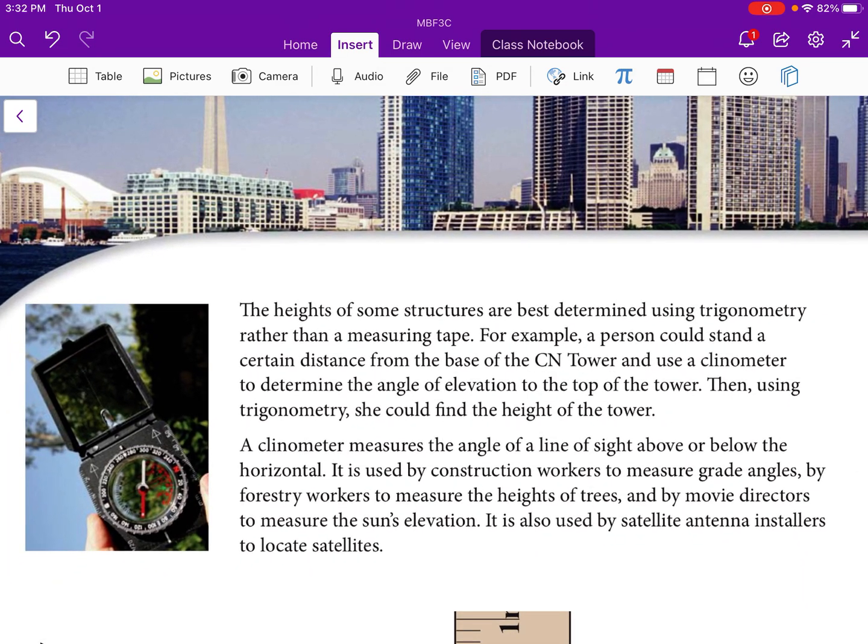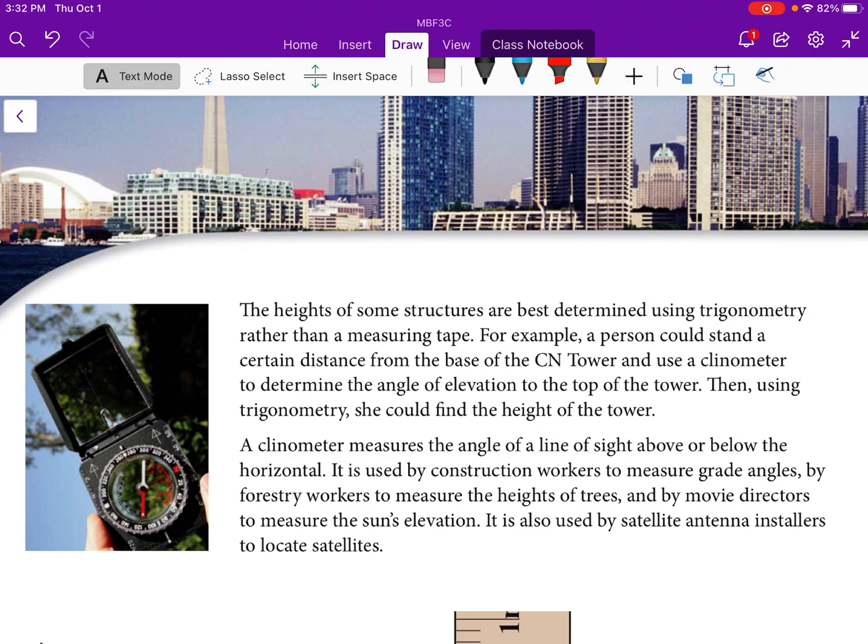And if we look at what we've got in here, what it says is basically the heights of some structures are best determined using trigonometry rather than a measuring tape. Basically the structures that are very large. Okay, so for example, a person could stand a certain distance from the base of the CN tower and use a clinometer to determine the angle of elevation to the top of a tower.